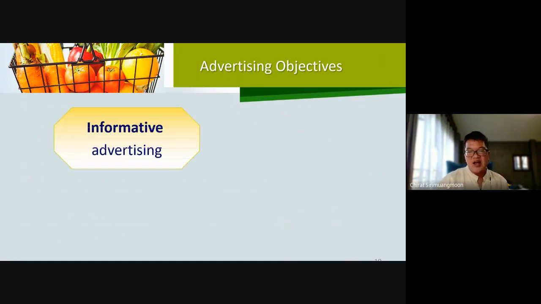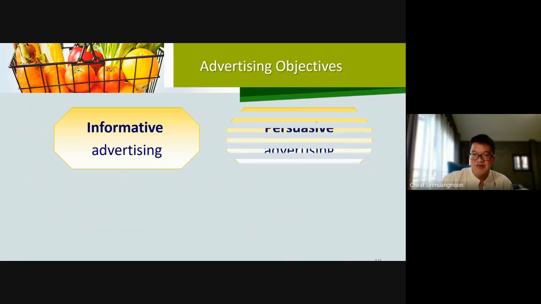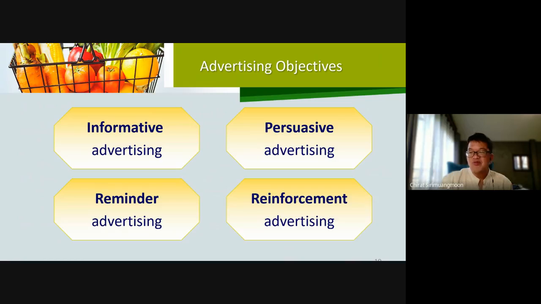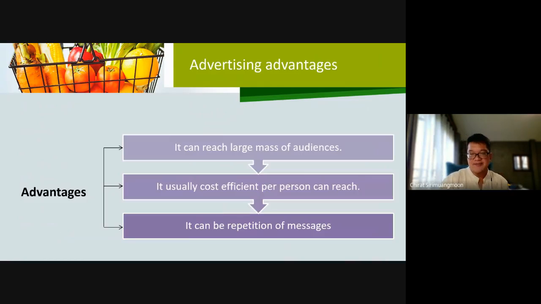So what is the objective of advertising? At first, we use it to inform, like giving some information. You use it to persuade, trying to convince the people. You use it to remind, and then we use it to reinforce them to buy your product or use your products again.